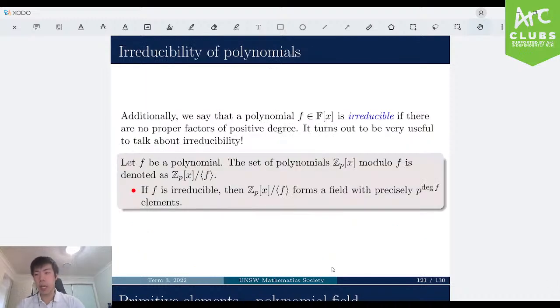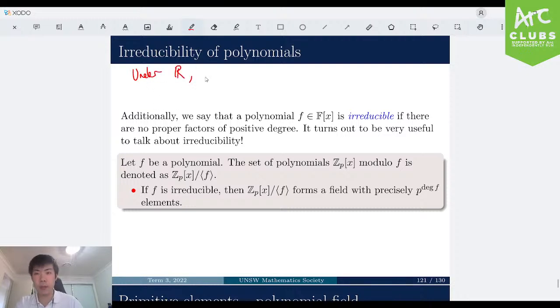All right, let me also introduce the idea of irreducibility. Additionally, we say that a polynomial f is irreducible if there are no proper factors of positive degree. It turns out to be very useful to talk about irreducibility. That would mean that under whatever field we're talking about, for example, let's say we're talking about the reals.